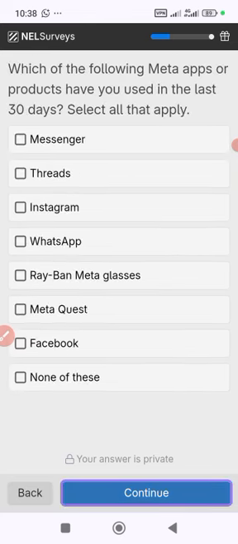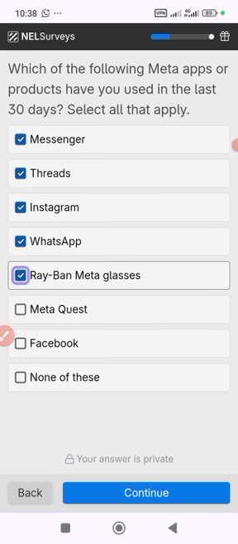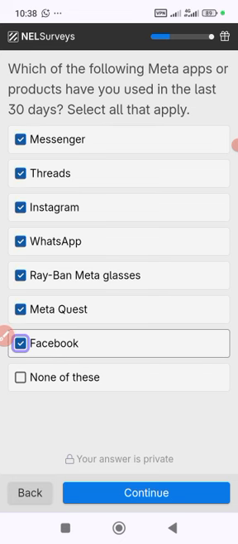Which of the following Meta apps or products have you used in the past 16? Messenger, Threads, blah blah blah. I'll use all. Maybe they want to talk about Ray-Ban Meta glasses. I'll use all. Maybe they even want to talk about this glass. Maybe they want to ask about my experience. Meta Quest. So I'll just go with all.